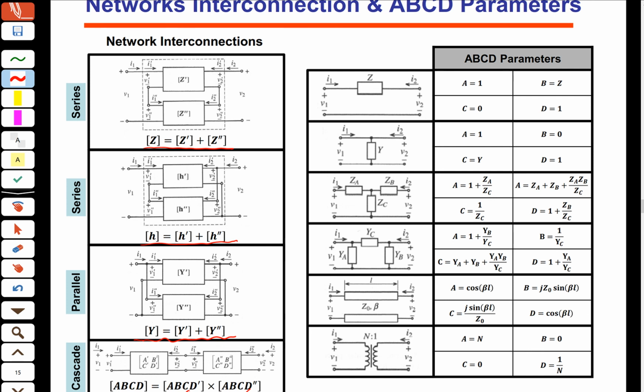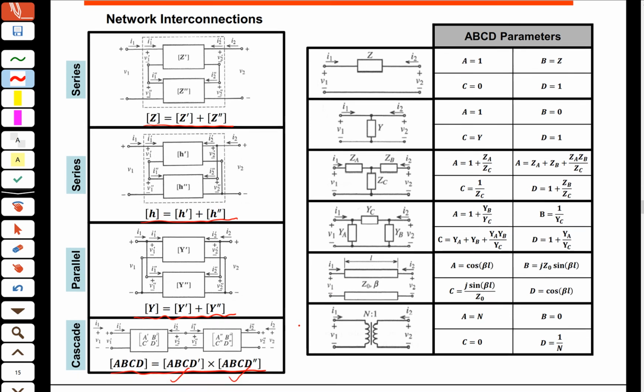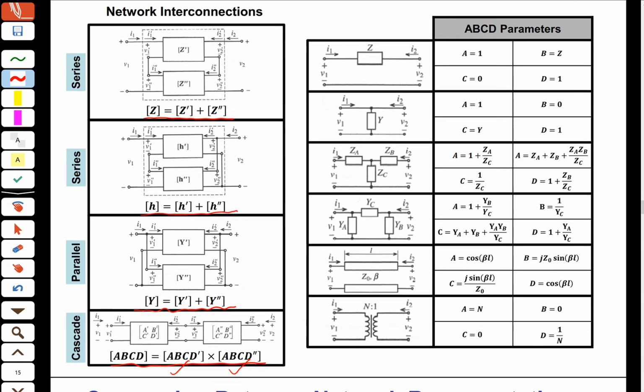How are you going to use this? You have this circuit, and then you have a transmission line, and you want to see what the whole thing is. So you find the ABCD of the first one, you find the ABCD of the second one, and then multiply them together and say that okay, the cascade of these two has this ABCD.